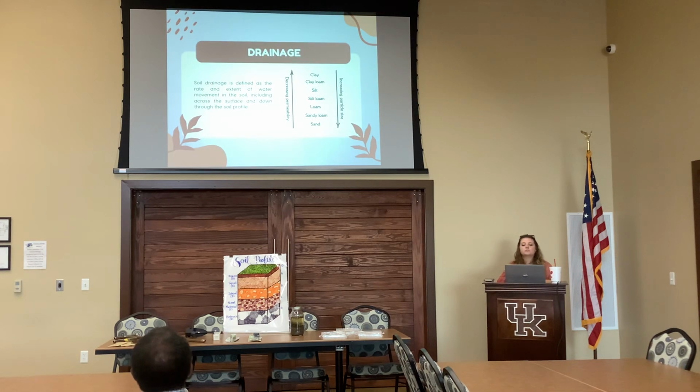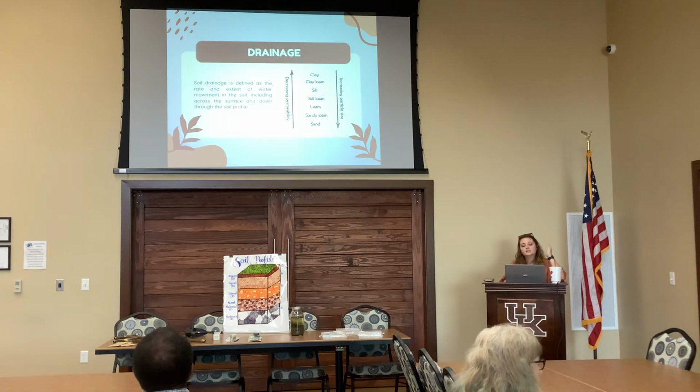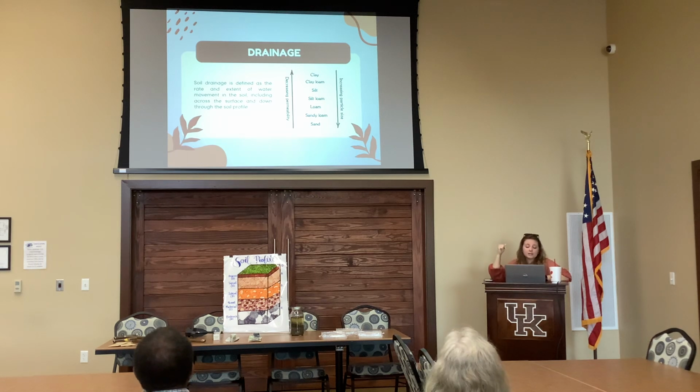Drainage. Soil drainage is defined as the rate and extent of water movement throughout the soil, including across the surface and down into the soil profile. And this graphic just kind of explains that permeability decreases as the particle size of the soil texture type decreases. So, like we talked about, clay is at the top. It's the smallest particle size and has the least amount of permeability. And the opposite for sand. It has the largest particle size and highest permeability.